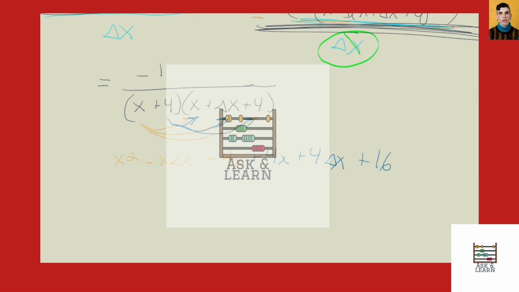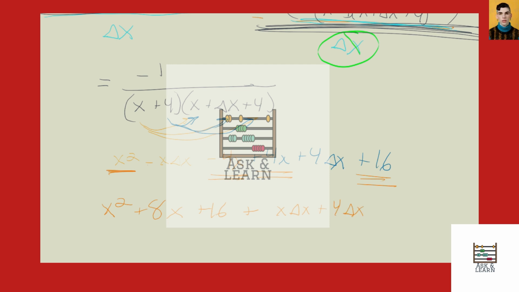So let's group everything that doesn't have a delta x. I'm going to have x squared plus 8x plus 16, plus, and then what I've got is x delta x plus 4 delta x.